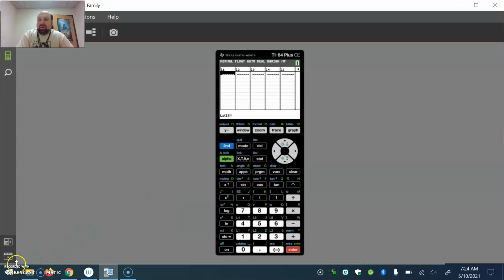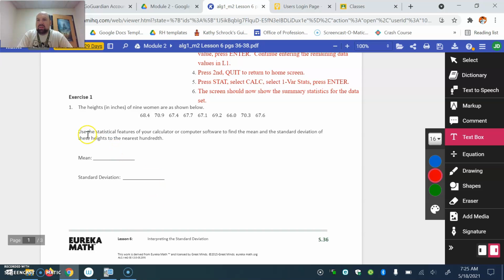I'll pause the recording now, and when we come back, we'll take a look at what we have next. Okay, and we're back. All right, so I want to show you another hint here. So I know when I read the question, it says the height. Actually, I'll go back to it. The heights in inches of 9 women are shown below.